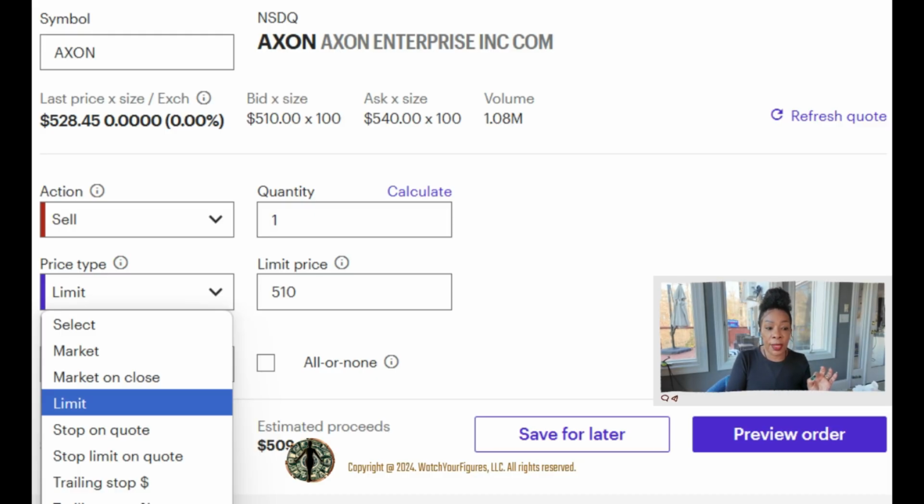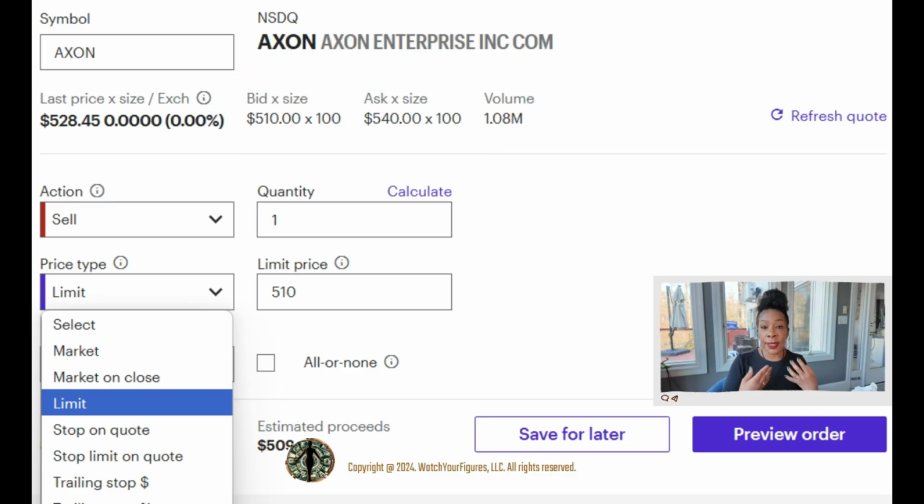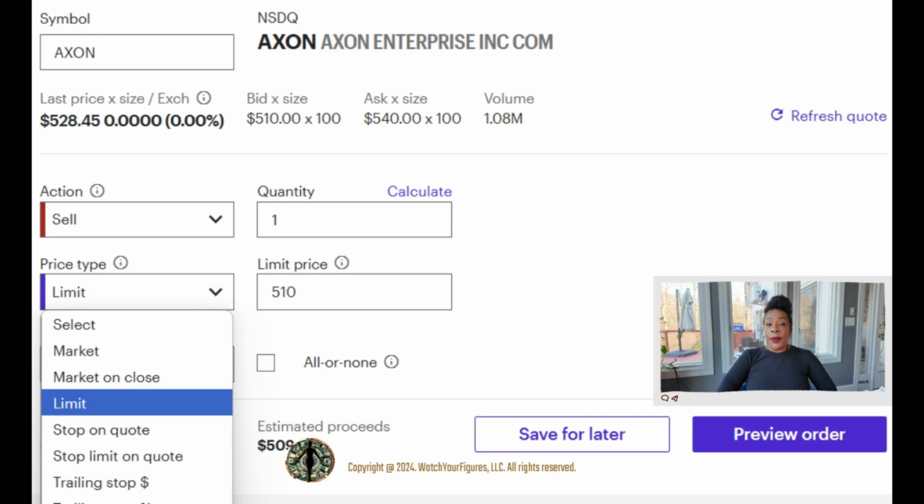So now we have one quantity, we have a limit. Now if we look at the bid and ask, it's between 510 and 540. So I want to sell, and the reason I was showing you this, even though we're not going to go through with this trade because I don't have it, is because sometimes this is very important.